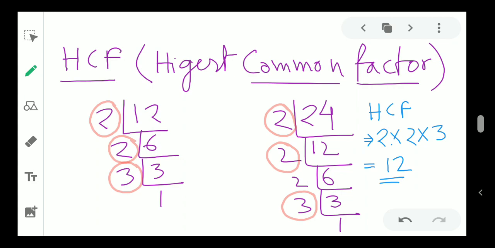So that means 12 I can write as 12 into 1, and 24 I can write as 12 into 2. So you can see that 12 is common in both of these cases, and 12 is the highest common factor. No other common factor can be greater than this. So this is the way to find the highest common factor. Some people do it in a different method, but this is the easiest one.